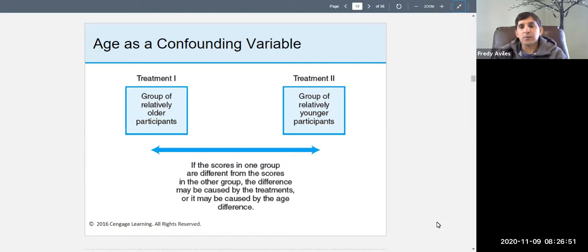Naturally, younger people, and I'm not talking about kids here, but people who are already adults, okay? Late teens, early 20s, they're naturally more aggressive. They have higher levels of testosterone. They're more capable of inflicting harm. They are basically not as wise, they're not as able to control their behavior as, say, people who are older and more experienced, okay? So that's going to affect your results, okay? So if the scores in one group are different from the scores in another group, the difference may be caused by the treatments, that's what you want, or it may be caused by the age difference. So you have a potential confound, which is age.